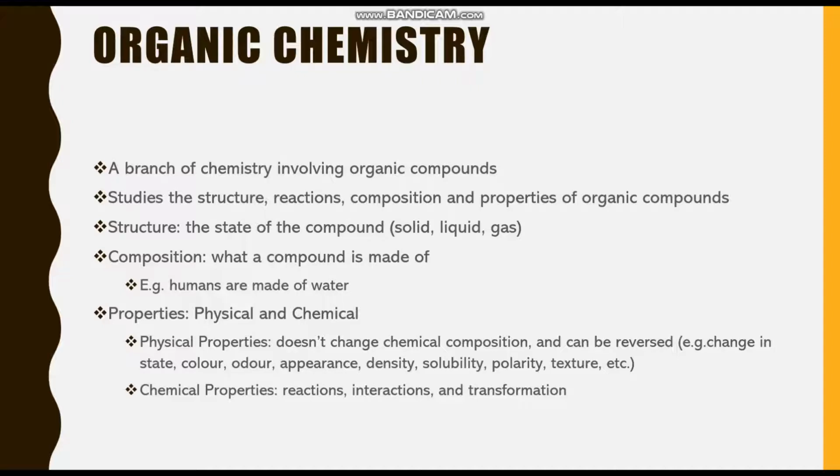And properties include physical and chemical properties. Physical properties would be anything that doesn't change the chemical composition and can be reversed. So a change in state that can be reversed. Color, odor, appearance, density, solubility, polarity, texture, etc. And chemical properties are the reactions, interactions, and transformation.